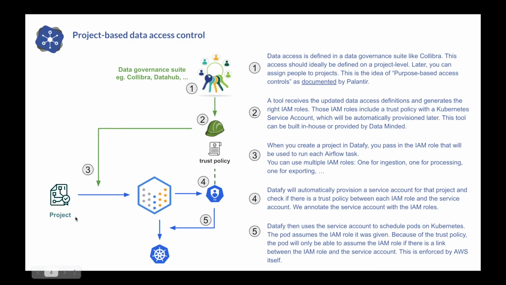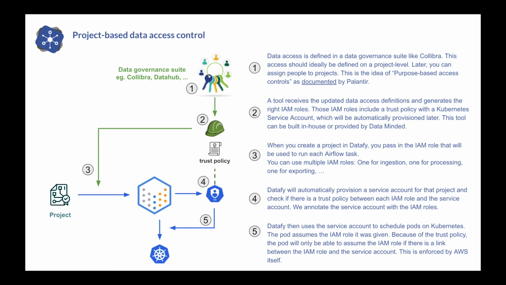So in step 3, we are in a Datafy project. And as we will see in a few seconds, every time we define a task in Airflow, we need to pass an IAM role that will be assumed by that task, so that when it runs as a container on Kubernetes, it will assume that IAM role. And that also means that you can use multiple IAM roles for one project, because your project can be composed of an ingestion task, another one for processing, another one for exporting, and each of those tasks can use different IAM roles.